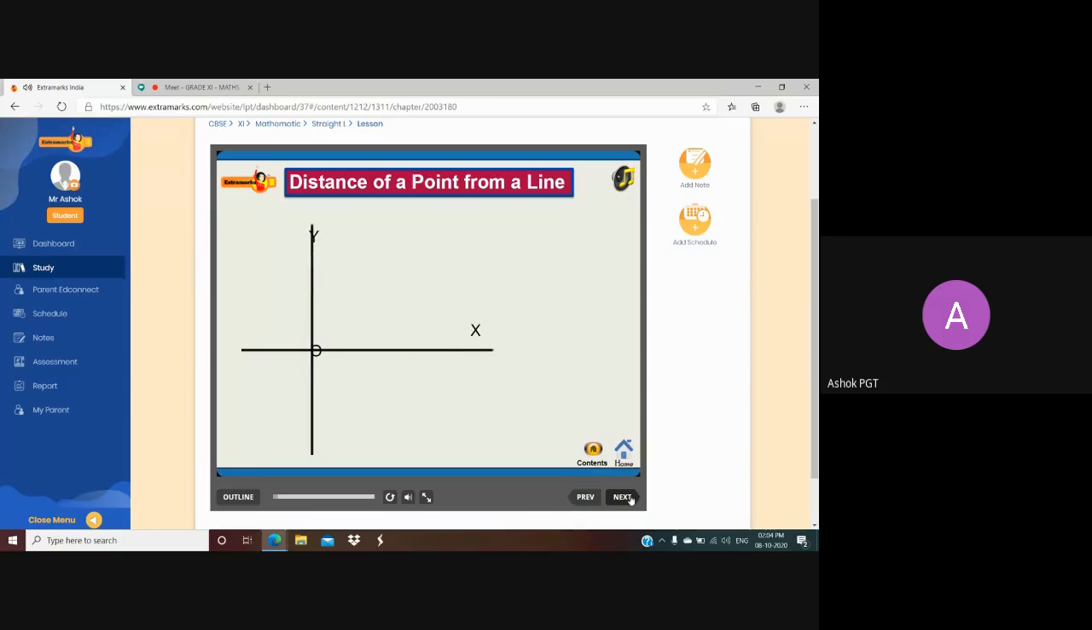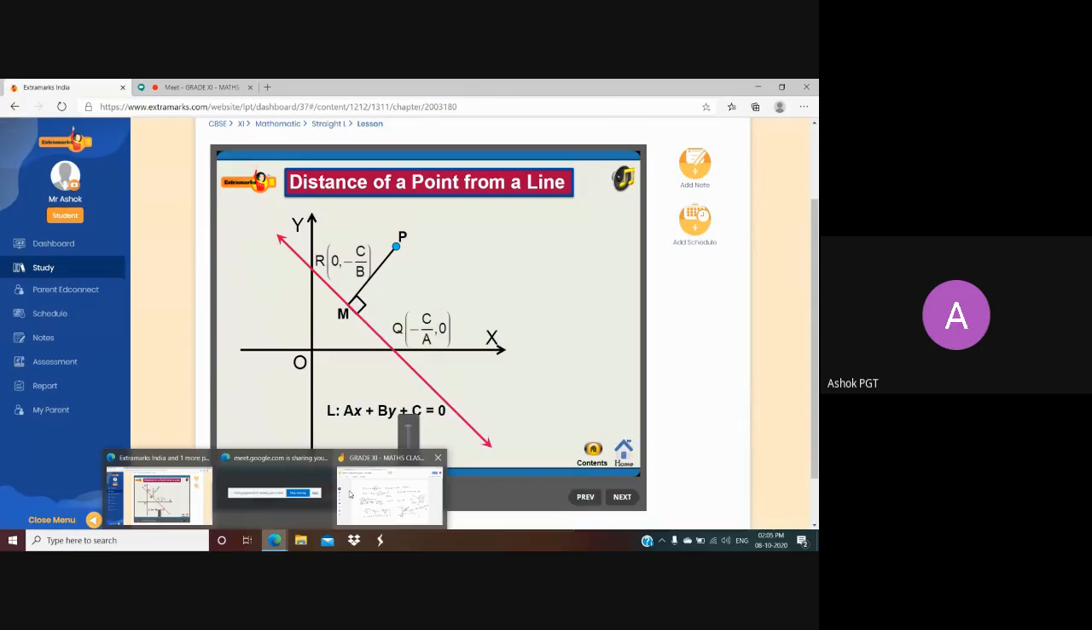The distance of a point from a line is the length of the perpendicular drawn from the point to the line. Let L be the line and P be the point, whose distance from the line be d. Draw a perpendicular PN from the point P to the line L. The line L meets the x and y axis at the points Q and R respectively. Hence, coordinates of the points Q and R will be as shown. Students, now we are going to derive the next formula.